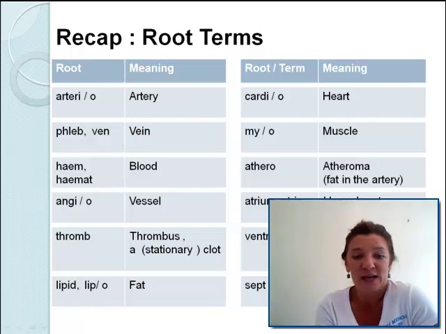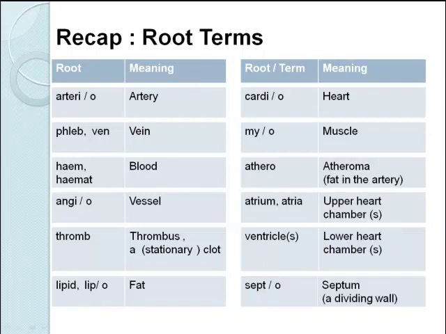Hematology, study of blood. Angie or angio is vessel. So I could have angioplasty, surgical repair of a vessel. Angiogram, tracing of a vessel. Thromb is a clot or a thrombus. So I could have a thrombosis, a disorder of having a clot. Lipid or lipo is fat. Hyperlipidemia was a blood condition of too much fat.